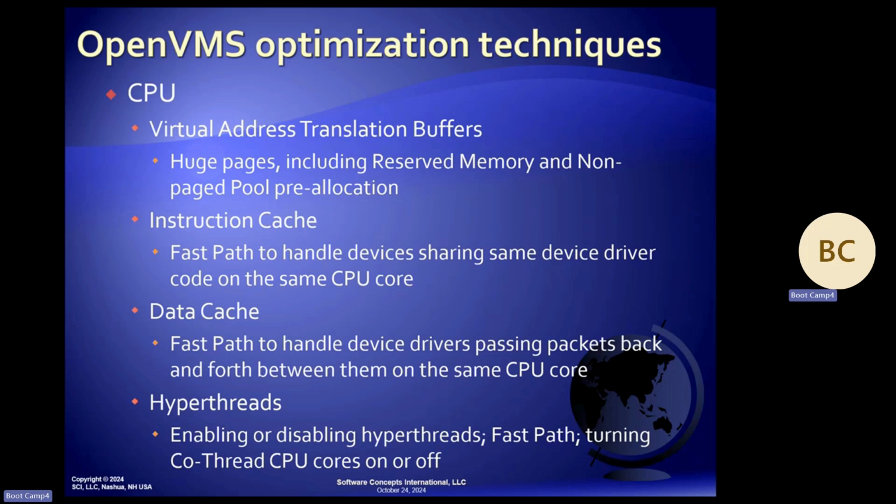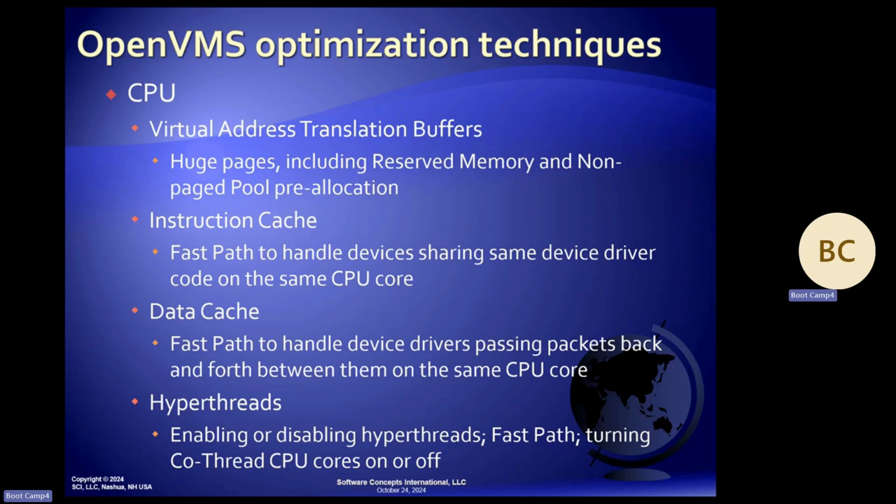In terms of the data cache, if you've got device drivers that are passing packets back and forth among each other, then you may have that data in the CPU cache. You can pass it off to another thread on the same CPU rather than passing it to another CPU for handling. So that's another area where we can help. In terms of hyperthreads, we can enable or disable hyperthreads. We can use FastPath. We can turn the co-thread CPUs on and off. Those are ways that we can affect this, and I addressed that in more detail in my other presentation earlier yesterday.